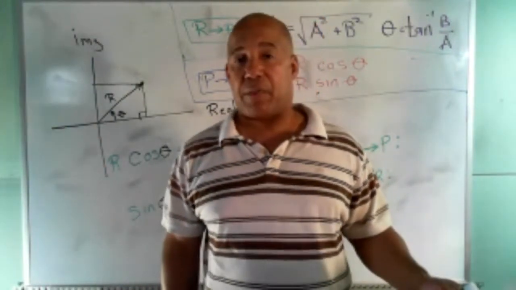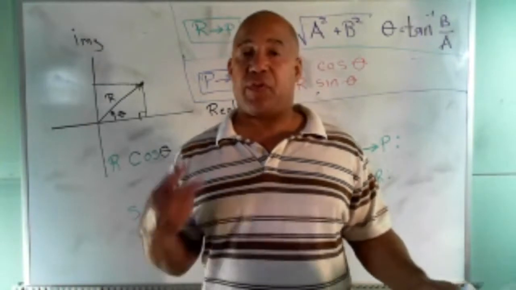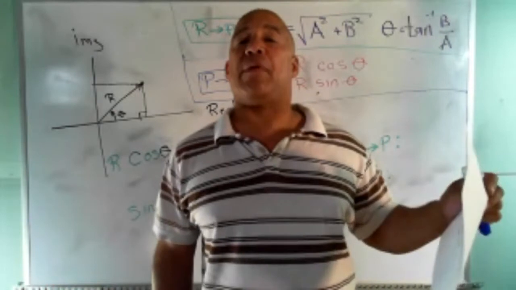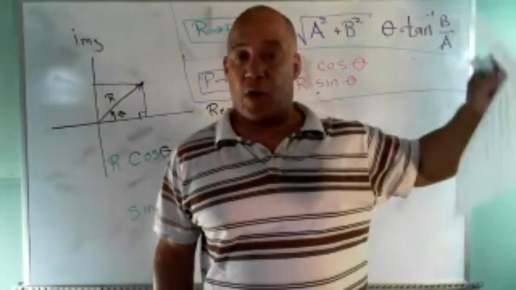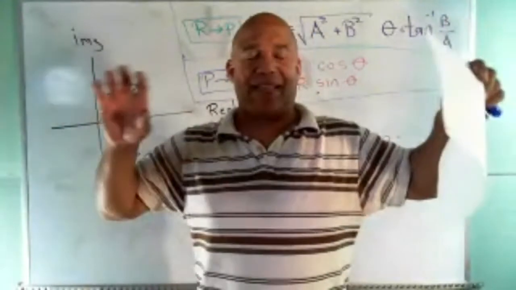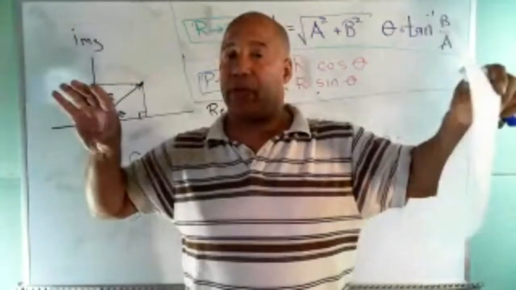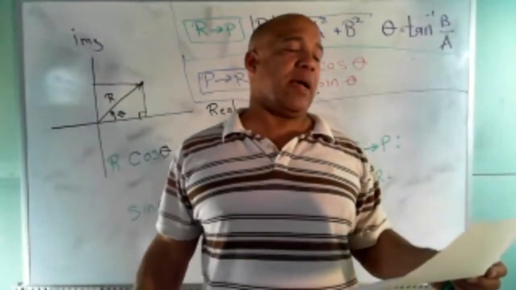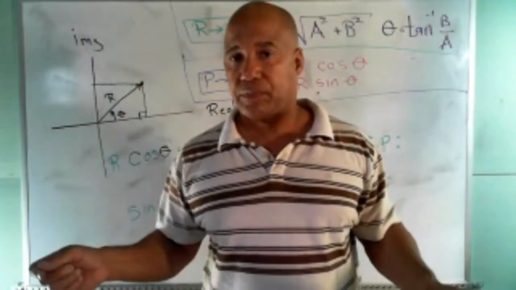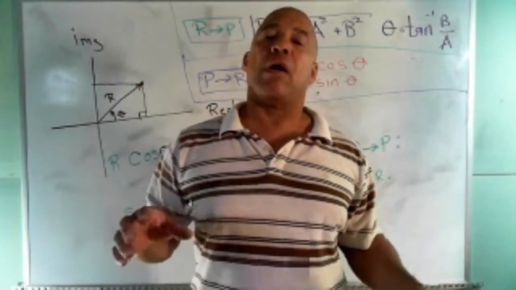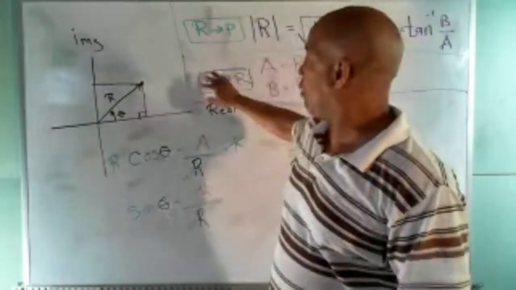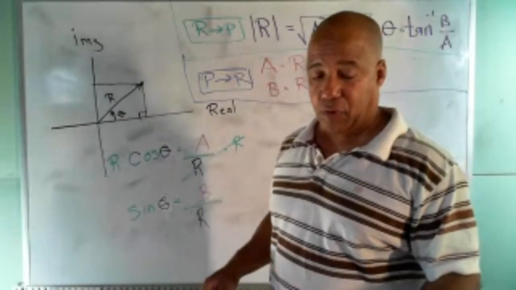What is a complex number is the next question. Well, I gave you two ways to think about a complex number. Way number one, a complex number is a number that consists of a real part and an imaginary part, hence the name complex, meaning it has pieces to it. Or you can say a complex number is a point in the complex plane. And I showed you both of those on the board.